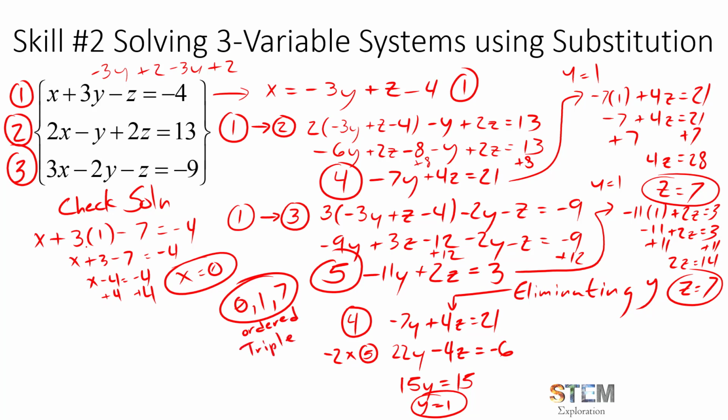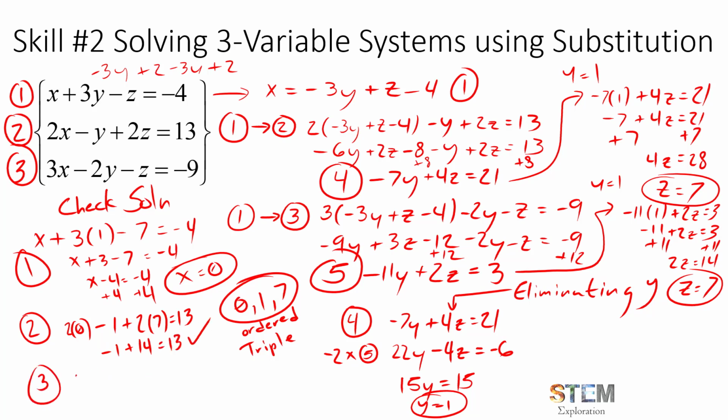And so now let's just check the other two solutions. If I ask you to check all the solutions, you're going to get a score based on plugging this into all 3 equations. So we plugged it into 1 to find that x is equal to 0. So let's plug it into 2 and 3 as well. So we'll go 2 times 0 minus 1 plus 2 times 7 is equal to 13. So we'll have negative 1 plus 14 equals 13. This would be more than enough to say that that's good.